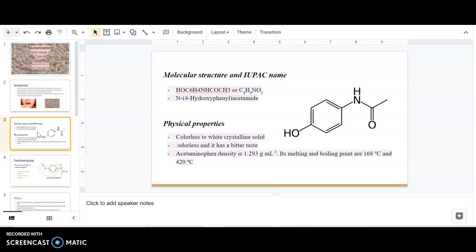The density is 1.293 grams per milliliter. The melting point is 168 degrees Celsius and the boiling point is 420 degrees Celsius.